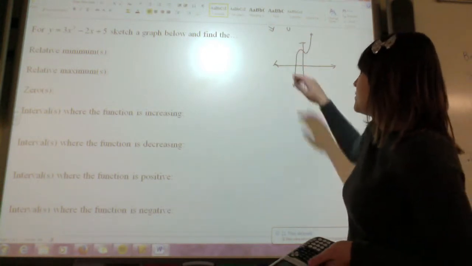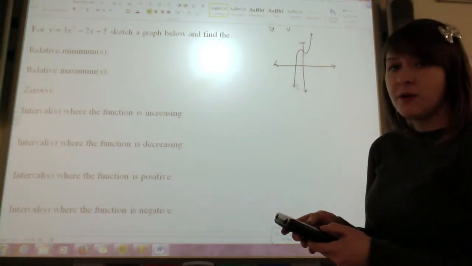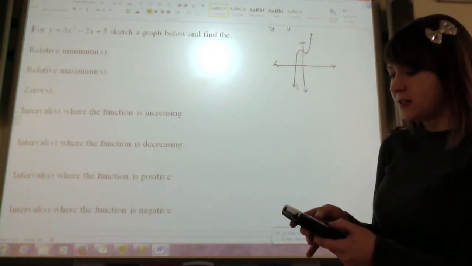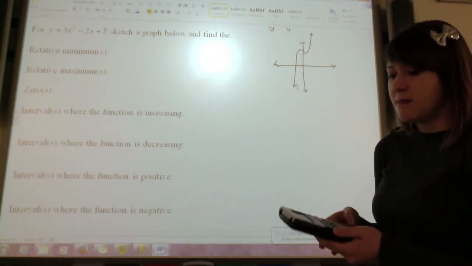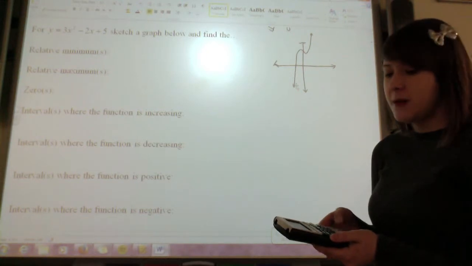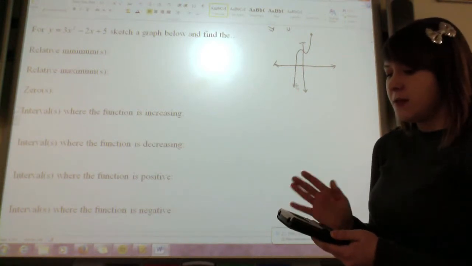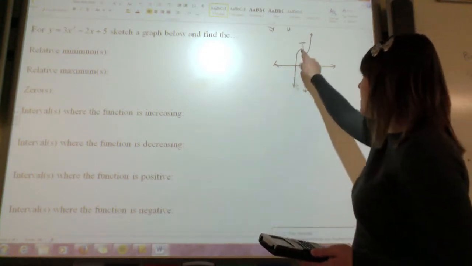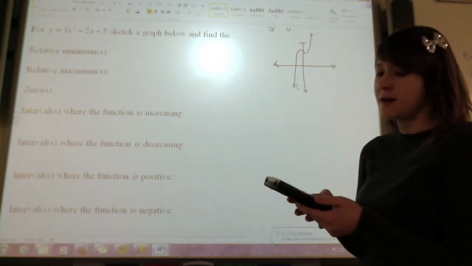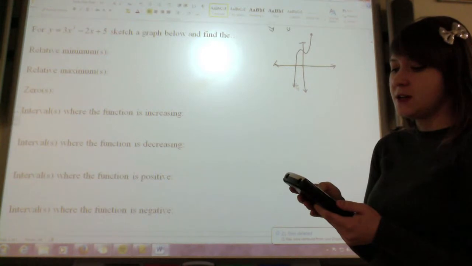So if I want to find this point here, I'm going to go on my graphing calculator and hit second calc, and there's a spot there that says maximum. So I'm going to hit maximum. Then it asks me for a left bound, so I'm going to scroll to the left of this point here where I think my maximum is, and then I'm going to hit enter.